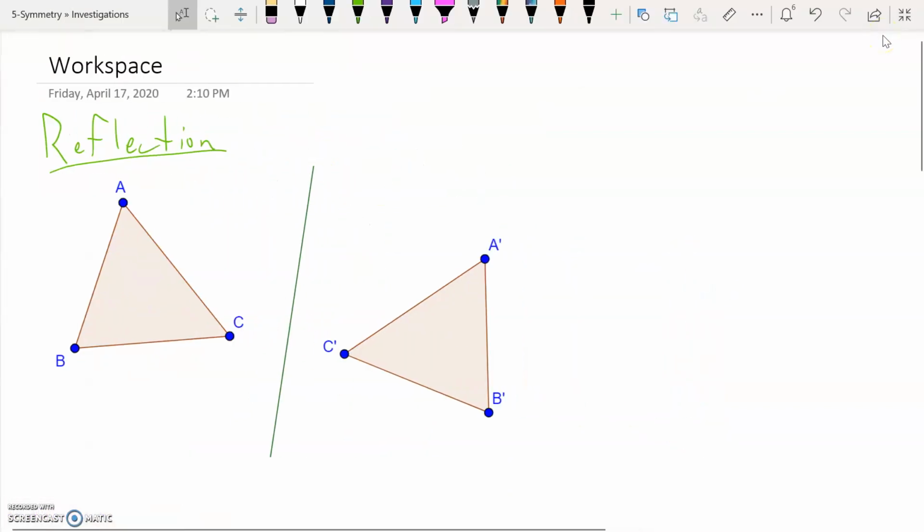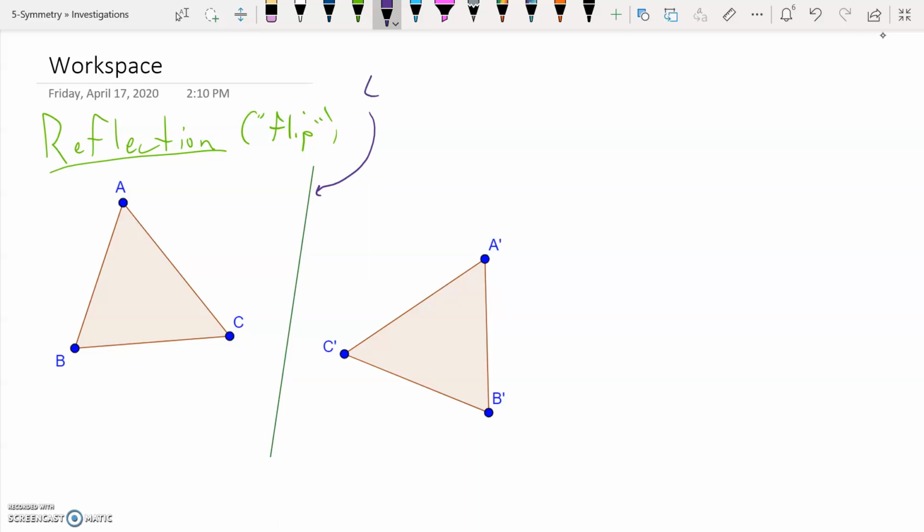So for reflection, reflection is kind of the mathy word. The non-mathy word for reflection is often referred to as a flip. So you're basically like flipping that shape over this line. And this line has a mathy name. This line is called the line of reflection.